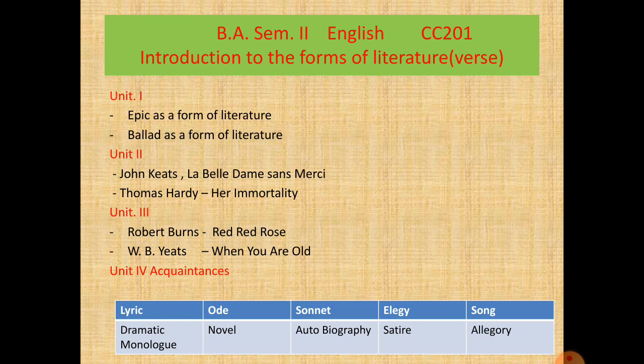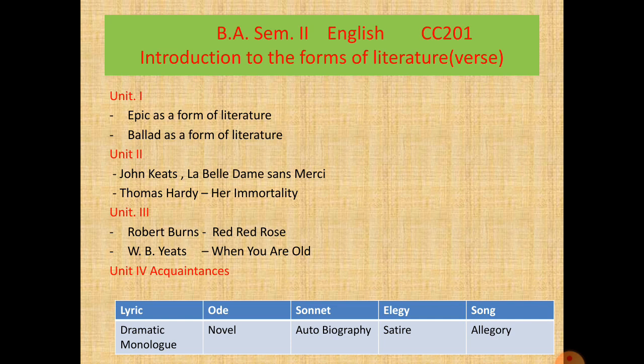In the first unit you are given 2 topics to learn, and these 2 topics are epic as a form of poetry or epic as a form of literature. The second topic is ballad as a form of literature or ballad as a form of poetry.